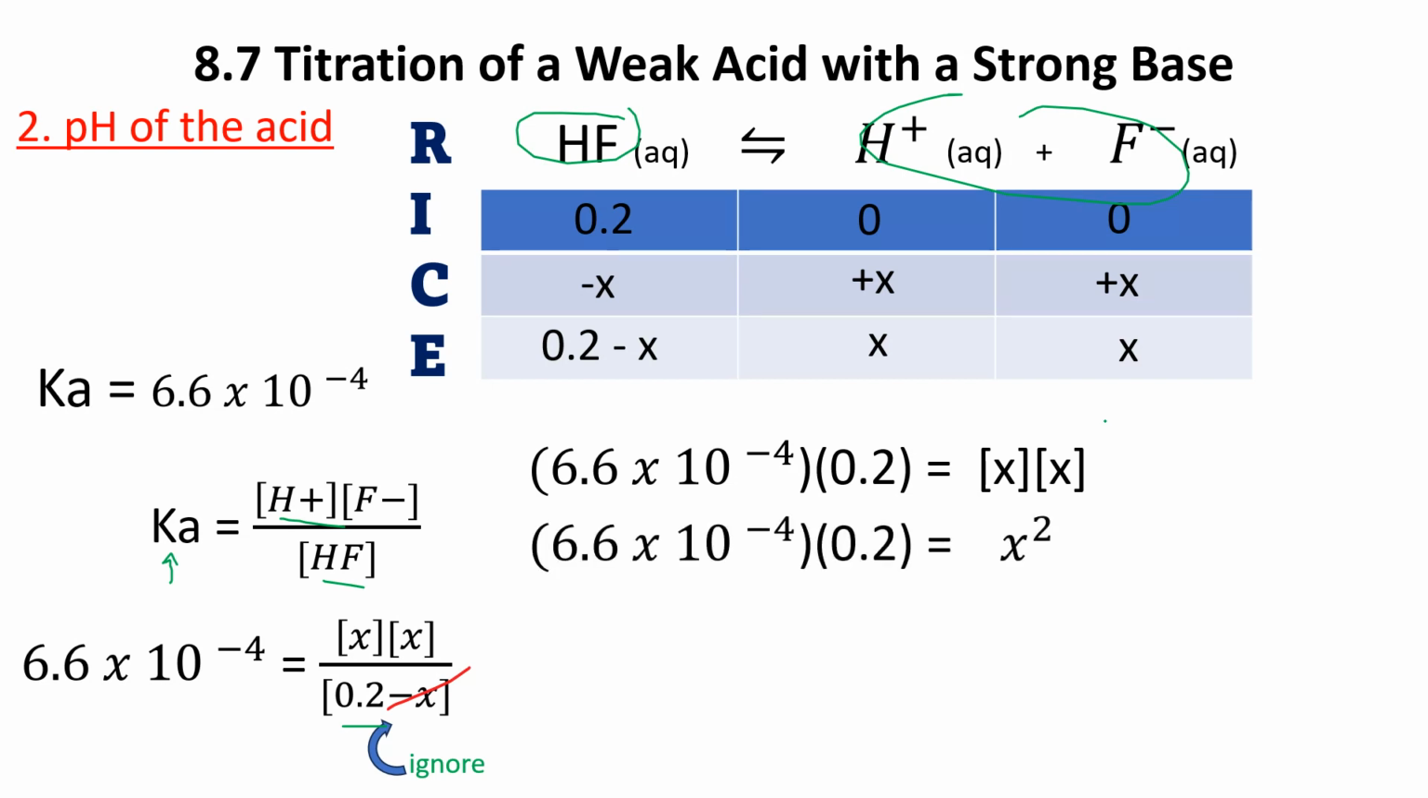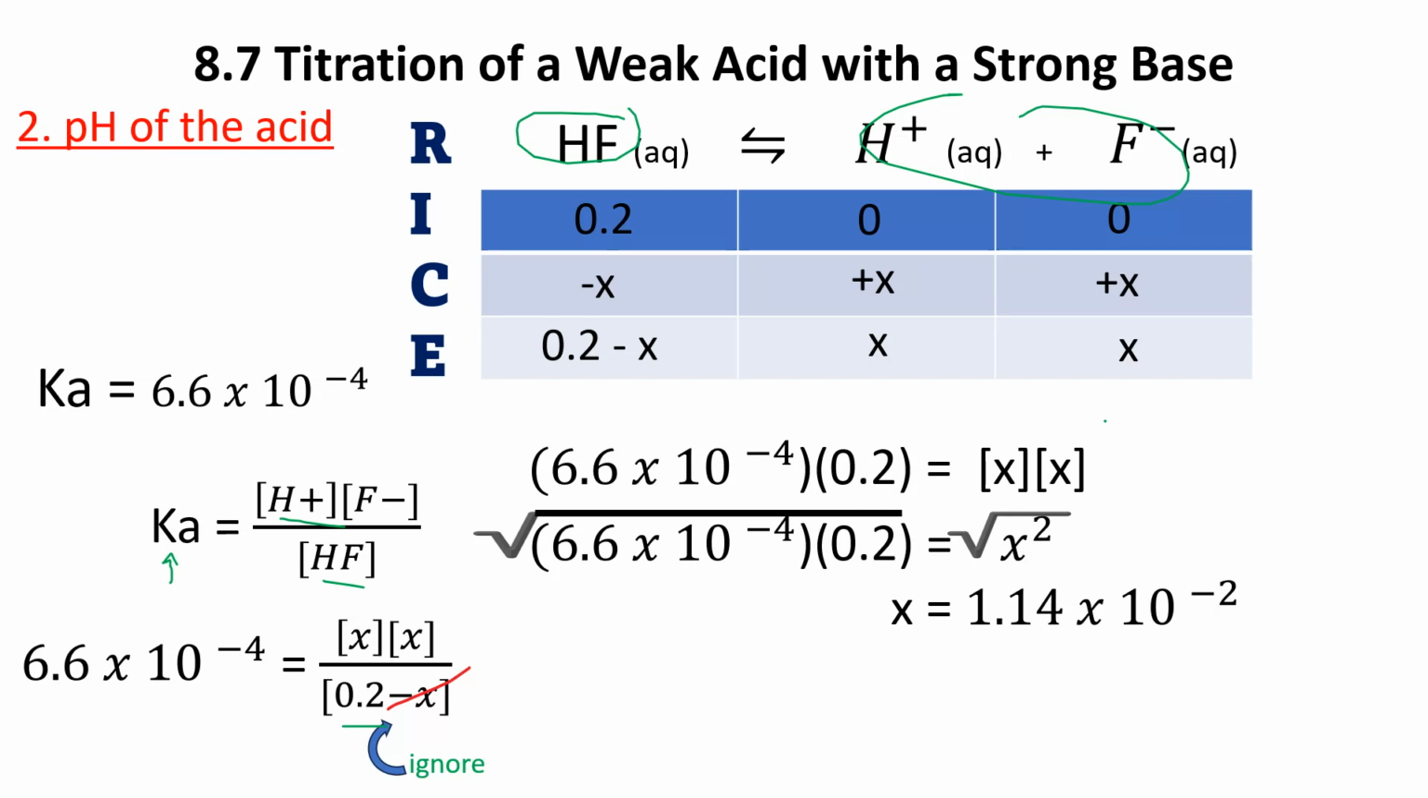And when you multiply that out, it actually ends up being x squared. Again, to make our lives mathematically simpler, we're going to take the square root of both sides. The square root of x squared is in fact x. And when you take the square root of 6.6 times 10 to the minus 4 times 0.2, you should get 1.14 times 10 to the minus 2.